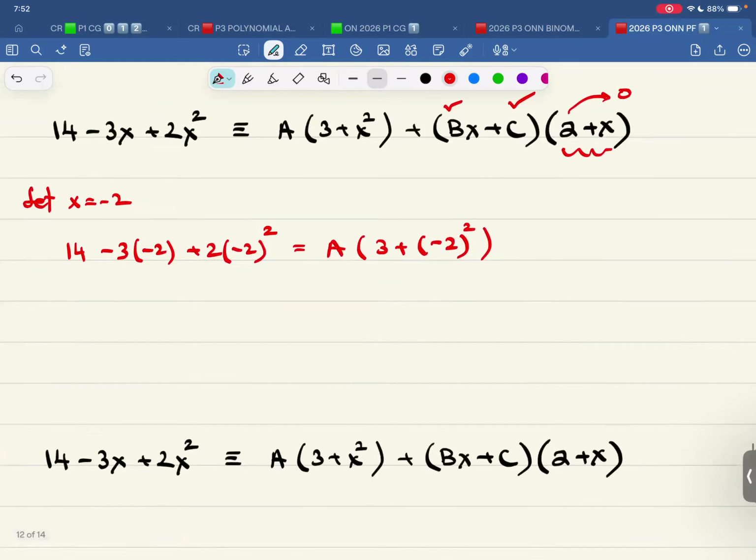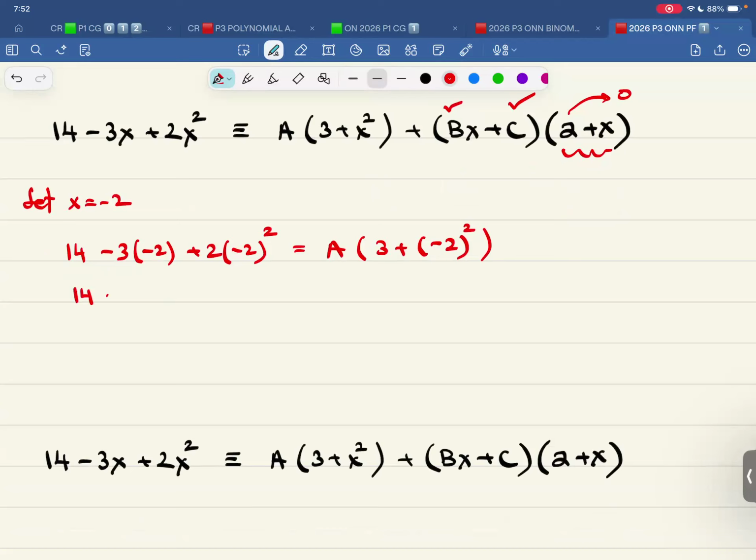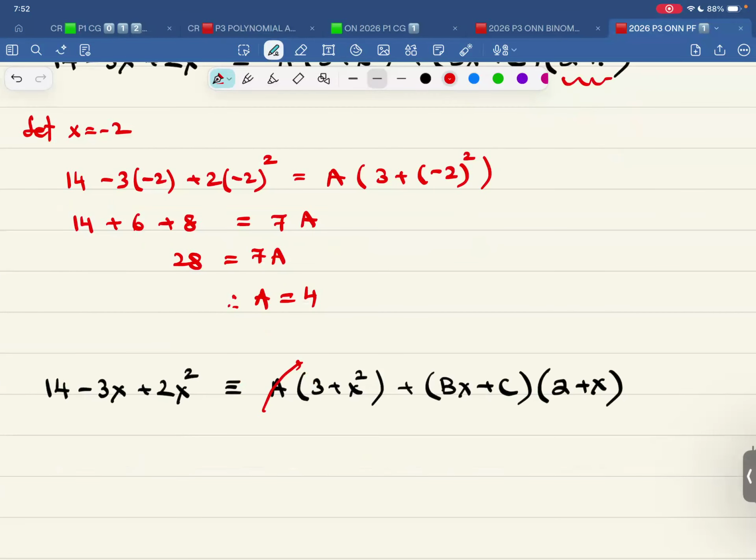Bx plus c becomes 0. This is 14. This is 6. This is 4 into 2 is 8, equal to 2 squared is 4. 4 plus 3 is 7. That is 7a. So this 28 is 7a. Therefore, a comes out to be 4. Make a habit of writing. A comes out to be 4.